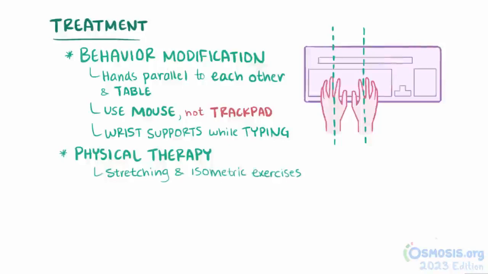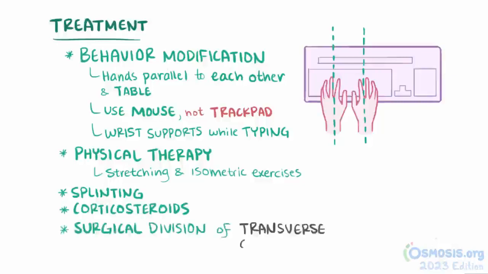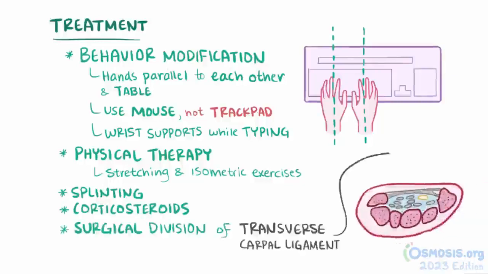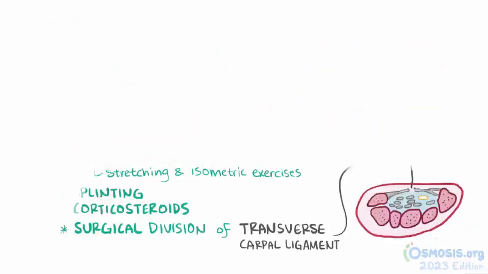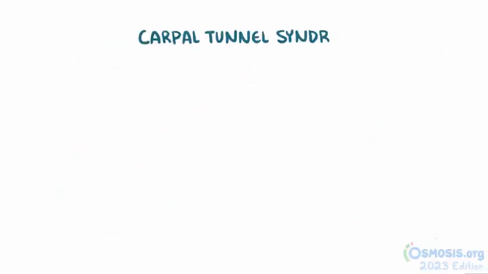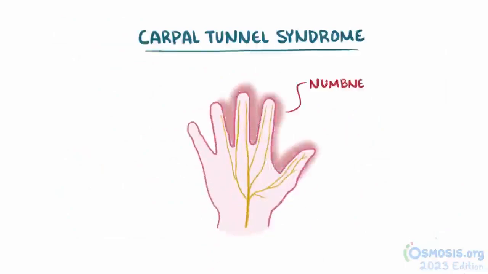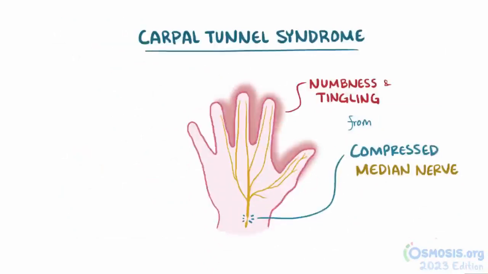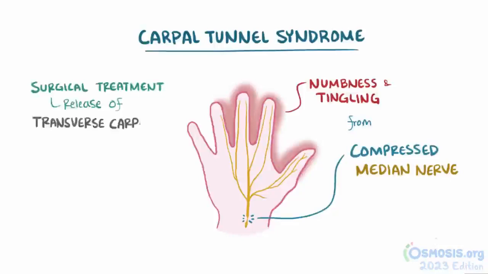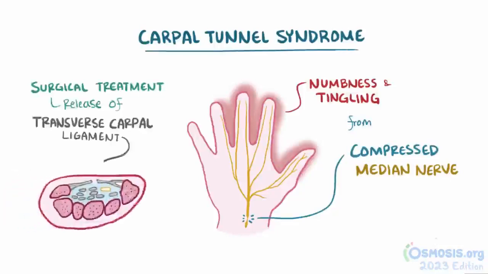In more serious cases, it might be treated non-surgically by splinting or corticosteroid injection, but the definitive management often requires surgical division of the transverse carpal ligament to help open up the carpal tunnel and relieve the pressure on the median nerve. Alright, as a quick recap, carpal tunnel syndrome is a condition most often characterized by numbness and tingling in the hand caused by a compressed median nerve in the wrist, and if necessary can be surgically treated by release of the transverse carpal ligament, which forms the roof of the carpal tunnel.